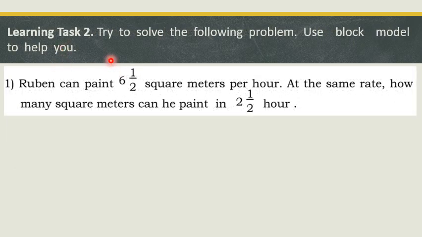Okay, learning task 2. So, let us try to solve the following problem. Use block model to help you. So, pwedeng block model ang gamitin natin. So, Ruben can paint 6½ square meters per hour. At the same rate, how many square meters can he paint in 2½ hours? Okay? Ayan. So, multiply natin siya.